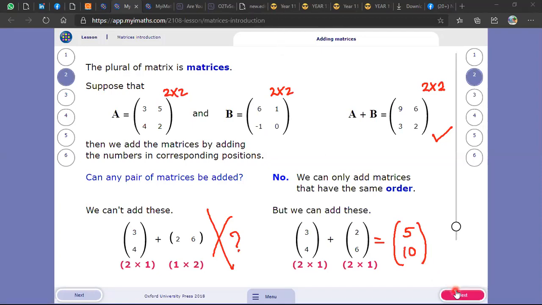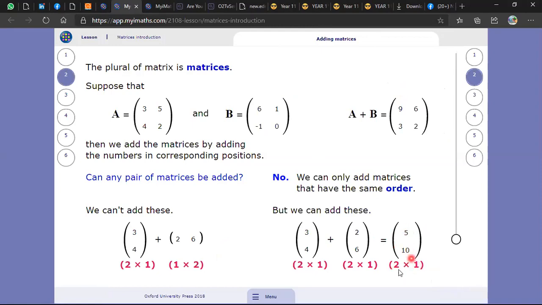So I think that is very much clear to us. And you realize that the answer that you even get right here is also of the same order with the two matrices. So 5, 10 here is also 2 by 1. Very interesting topic, as you can see. So let's take the next one.